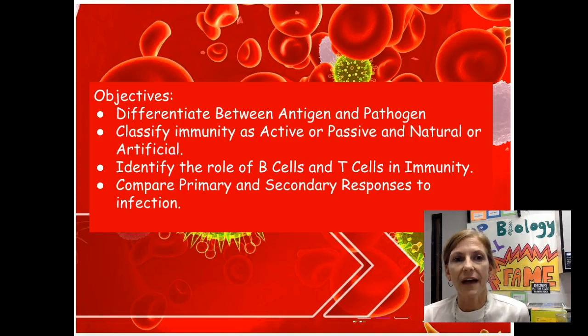So in order to do that, we have to recognize the difference between a pathogen and an antigen. We also will talk about the different types of immunity. So we'll classify immunity as either being active or passive and being natural or artificial. The B cells and the T cells make up your third line of defense or your immune system proper. So we'll talk about those as well as comparing our primary and secondary responses to those infections.